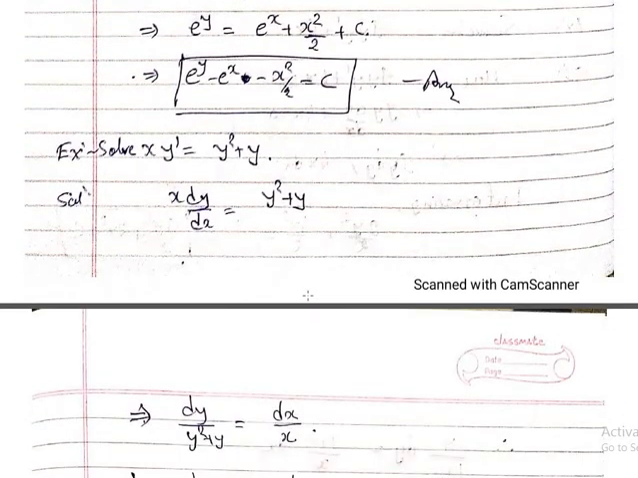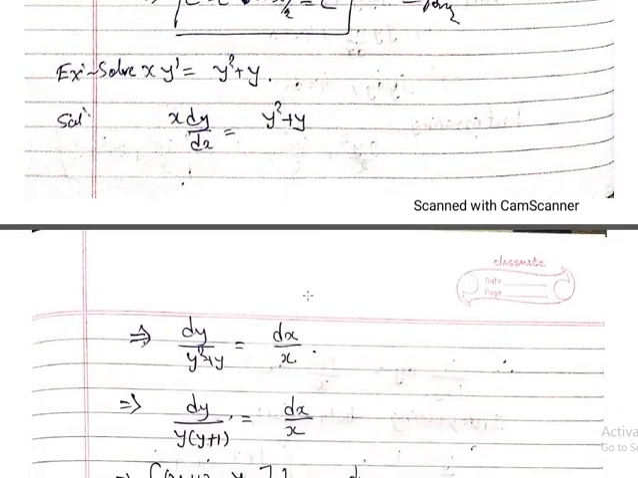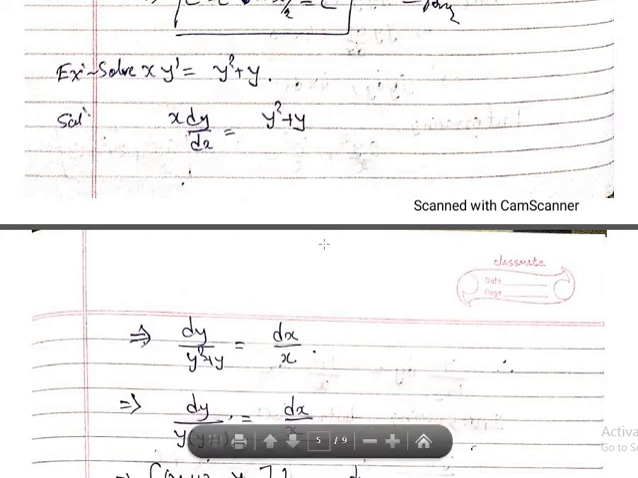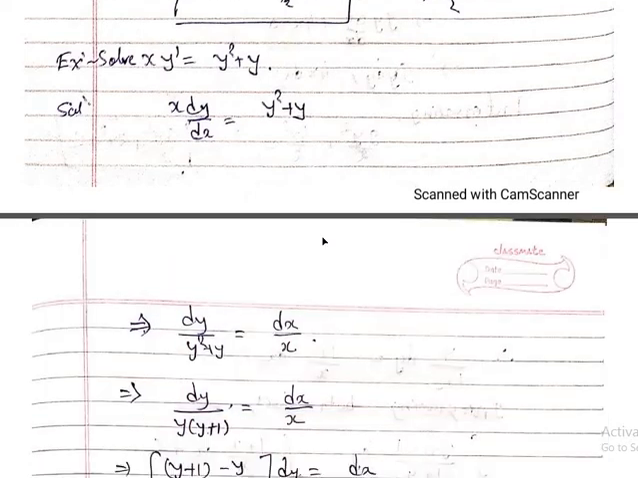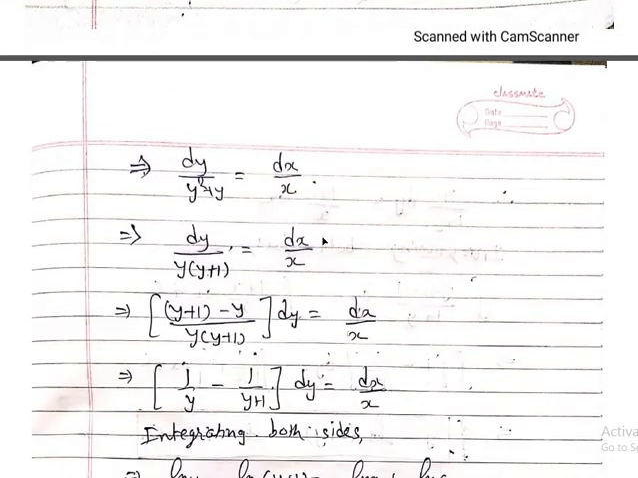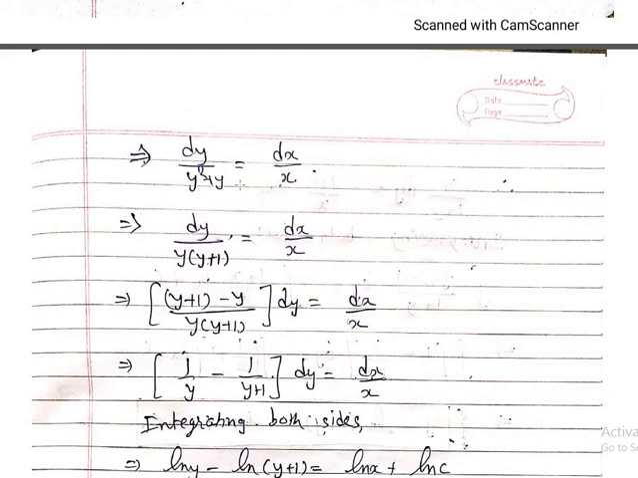Now we are going with some typical one. See, check this one. Suppose you have x y dash is equal to y square plus y. That means you have x dy by dx is equal to y square plus y. So it is directly variable separable. Y square plus y will go in the denominator of dy, and dx by x will go on the opposite side. So what we have is dy upon y square plus y is equal to dx upon x.